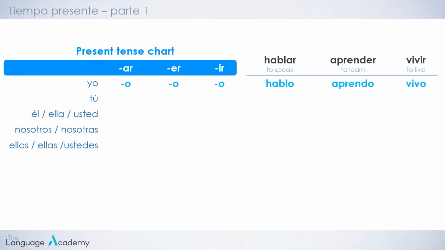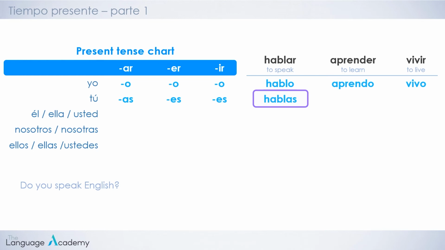Now let's continue with the conjugations for the tú case. AR verbs are going to get an AS ending. ER verbs are going to get ES. IR verbs are going to get ES. So let's begin with the verb hablar. How do you say you speak? We use the AS ending. Hablas.